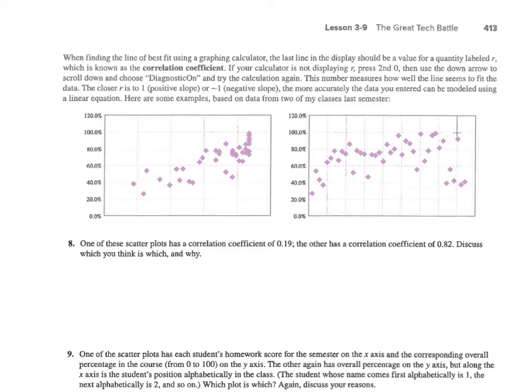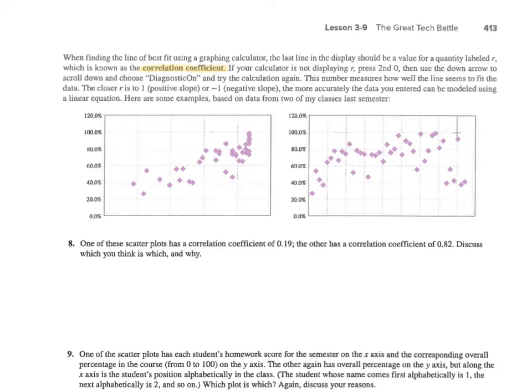All right, so this whole page is about something called the correlation coefficient. When finding the line of best fit using a graphing calculator or Desmos, the last line in the display should be the value for a quantity labeled R. So in Desmos, you'll see the R and the R squared. We're looking for the R, which is known as the correlation coefficient.